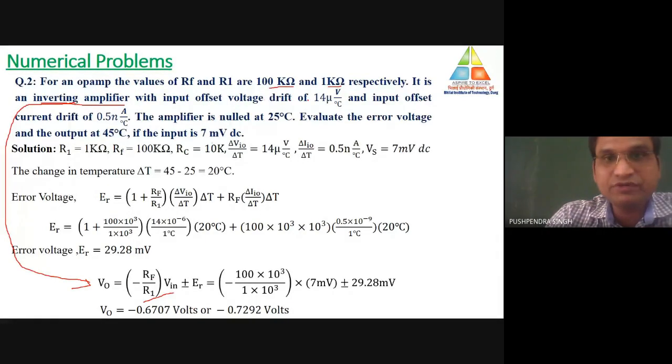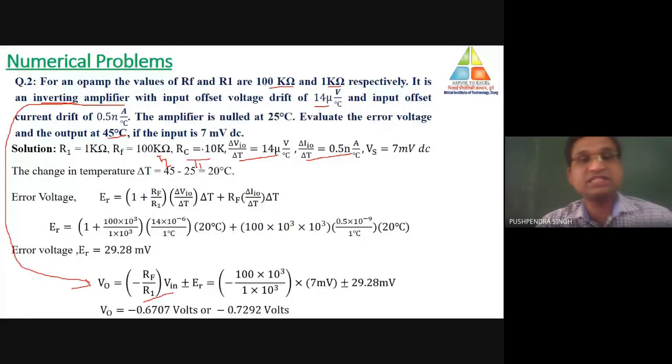The value of input offset voltage drift is 14 microvolt per degree centigrade. So delta VIO by delta T is 14 microvolt per degree centigrade. Input offset current drift is 0.5 nanoampere per degree centigrade. The amplifier is nulled at 25 degrees centigrade. So the value of T1 is 25. Calculate the error voltage at 45 degrees and the output at 45. So final temperature T2 is 45 degrees.